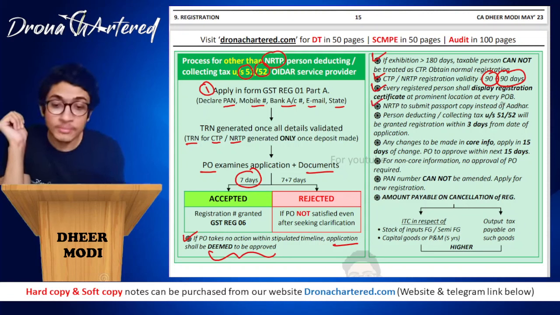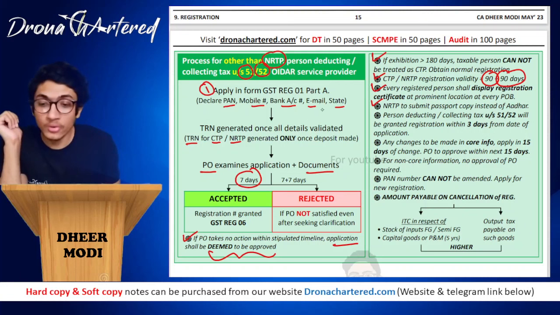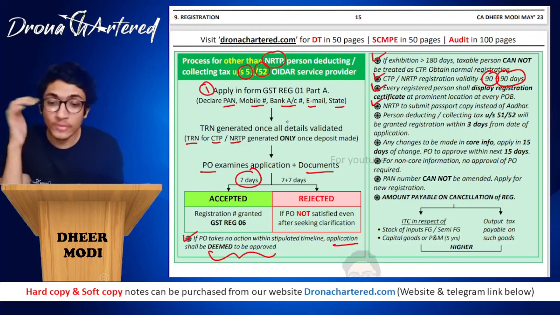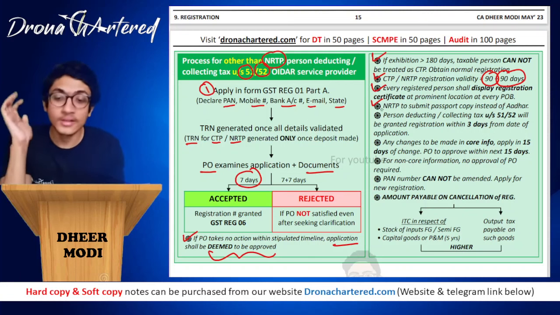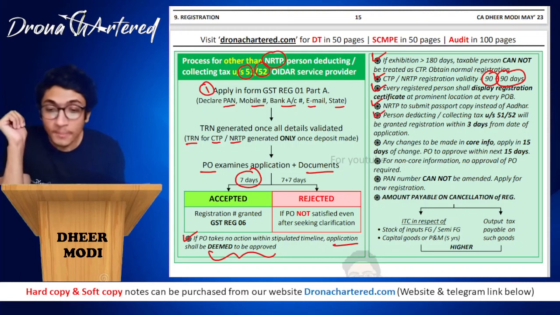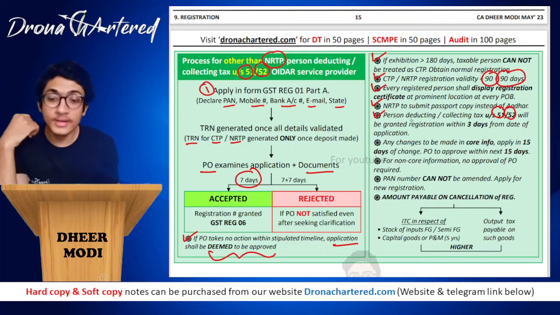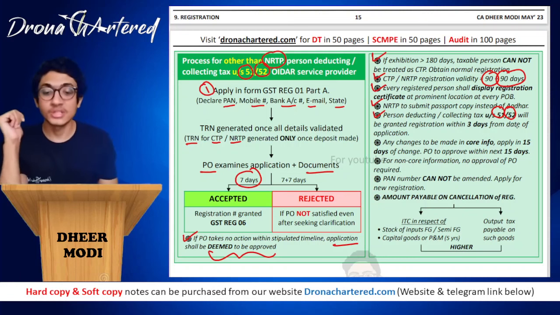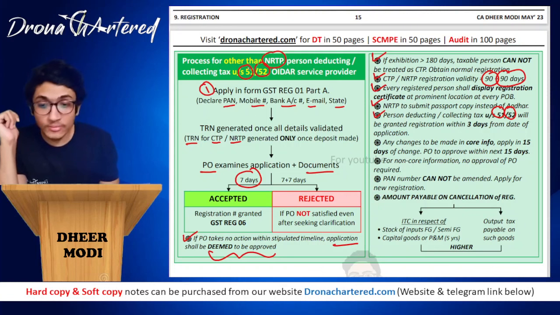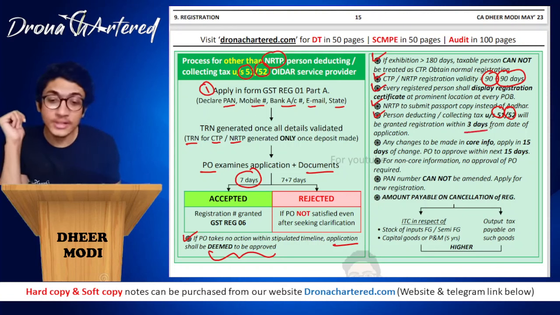NRTP has to submit a passport copy instead of Aadhaar. If you remember, since they have to give all these documents, instead of Aadhaar they can give their passport. A person deducting or collecting tax under section 51 or 52 will be granted registration within 3 days from the date of application. Okay, since over here we had excluded 51 and 52, they will be given registration within 3 days from the date of application.